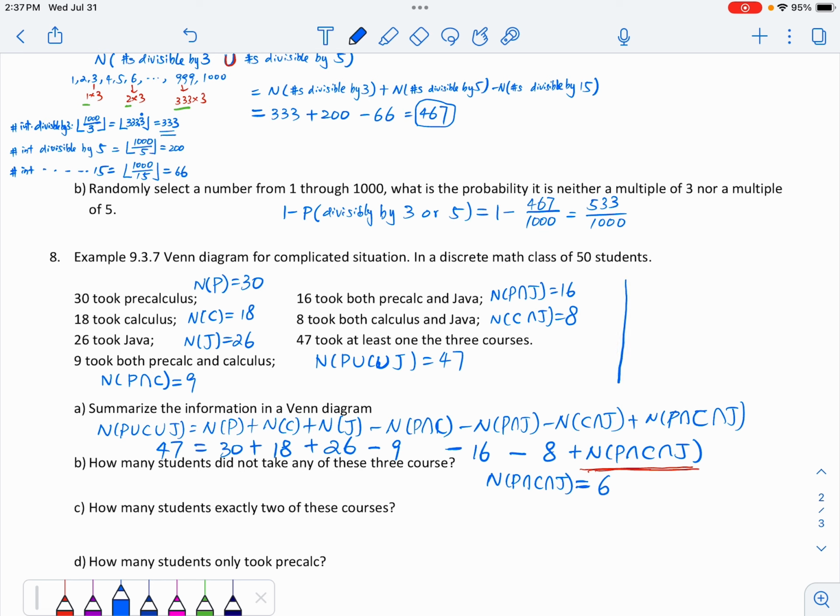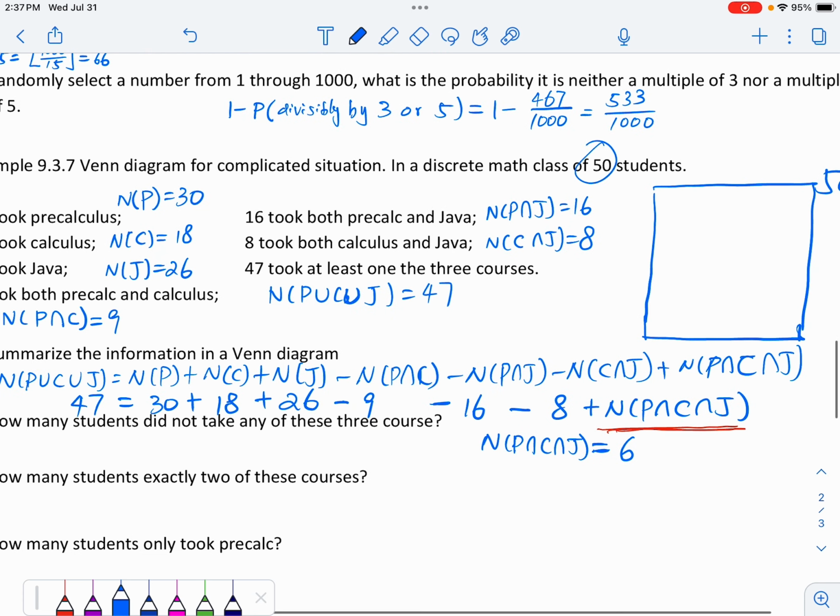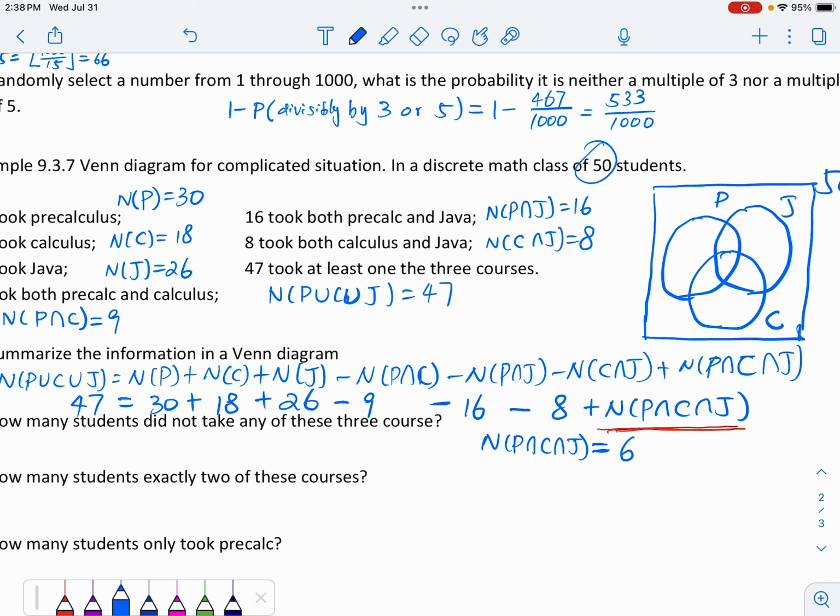Now, once we have this, let's summarize the information in a Venn diagram. Let's do that here. This box represents the full sample space, which is 50 students. And we have 3 sets. One is the pre-calc. The other one, let's make it a little bigger because I know we have many numbers to write down, let's say this is the Java. The very last one is the calculus.